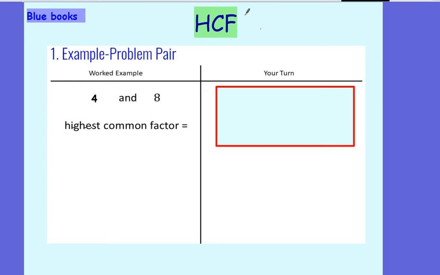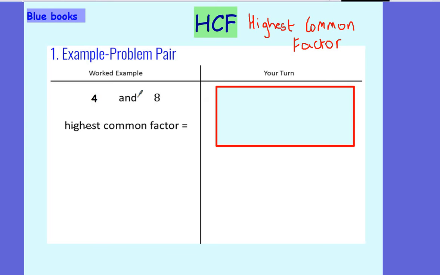So dark blue books, can I have the title HCF, which means highest common factor? Or on a neat piece of paper, can you copy this out with your title? Highest common factor. And then when you've got that copied out, pens down and watching me.